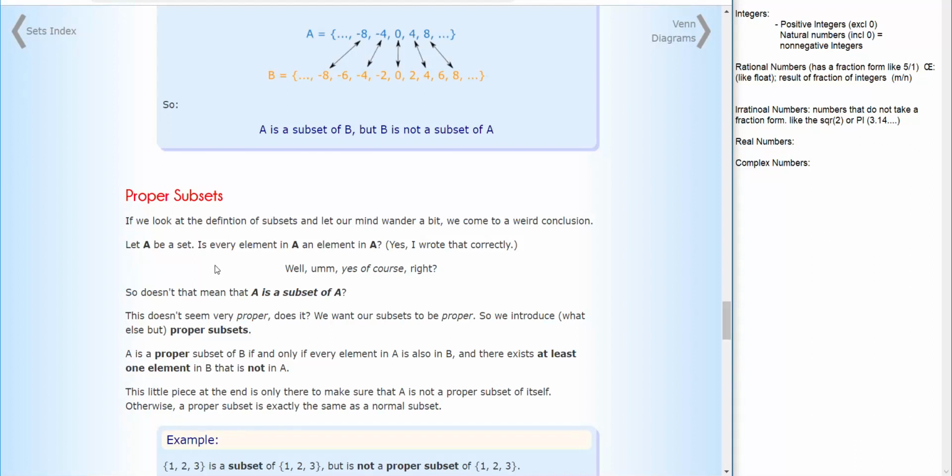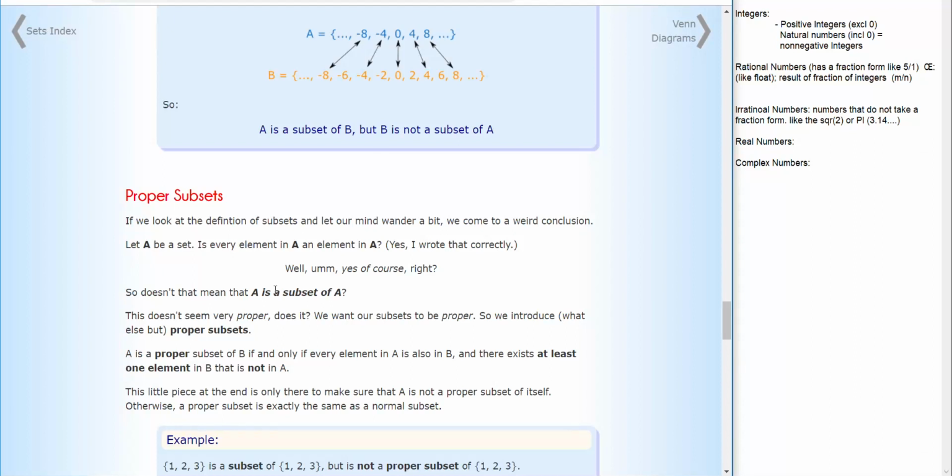If we look at the definition a lot, we come to a weird conclusion. Let A be a set. Is every element in A an element in A? This is weird. Is every element in A an element in A? Well, yeah, of course. So doesn't that mean that A is a subset of A? Yeah. It does not seem proper, does it? We want our subsets to be proper. So we introduce what else but proper subsets?